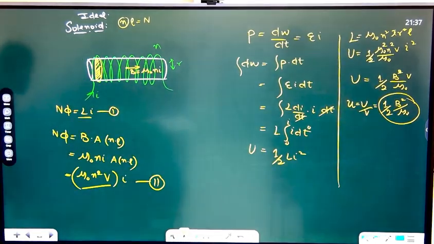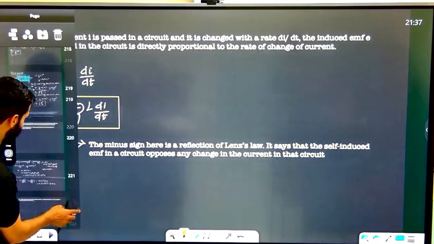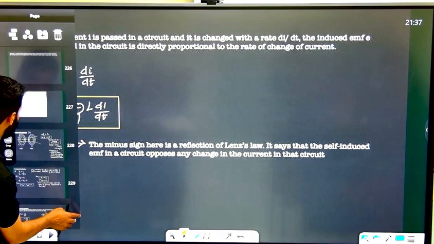All the secrets getting revealed. Is it clear? No issues? So should we move further? Yes, mutual inductance. Okay, let's see how much we can.